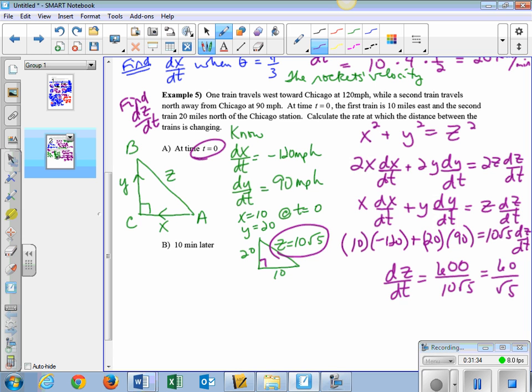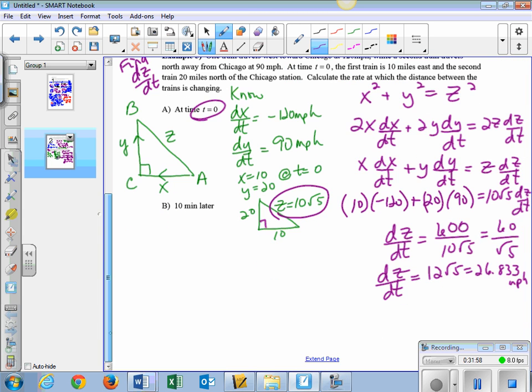Now, I know we don't talk about miles per hour in that type of notation. Okay, I would take that as an acceptable answer. You can change it to 12 radical 5, but you usually don't talk about that either. So it's really 26.833 miles per hour. Okay.